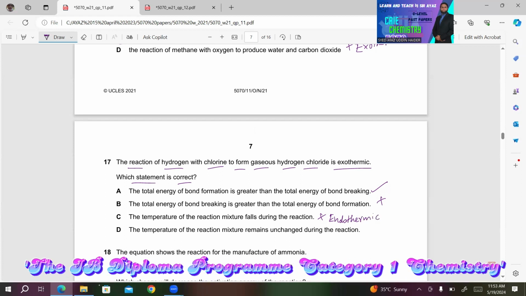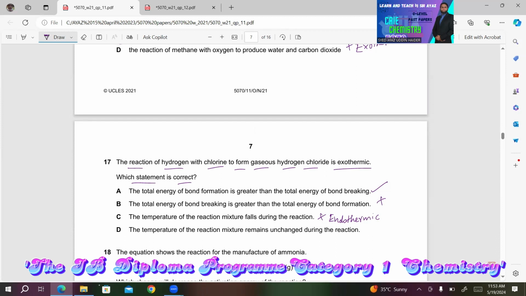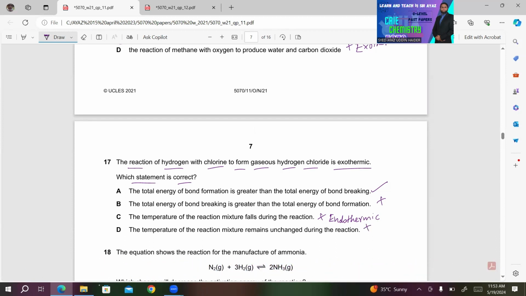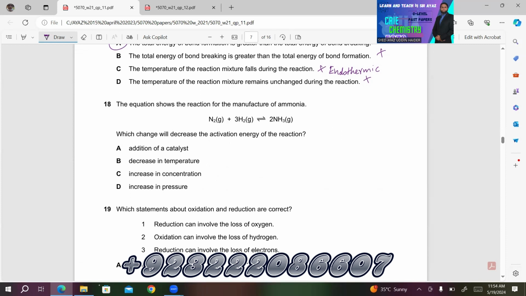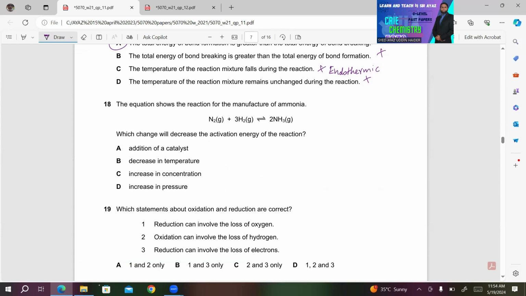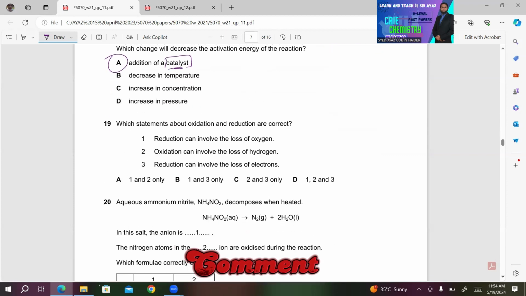D, the temperature of the reaction mixture remains unchanged during the reaction. It is also incorrect. So A must be the right answer in this case. Number 18, the equation shows the reaction for the manufacture of ammonia: N2(g) + 3H2(g) gives 2NH3(g). Which change will decrease the activation energy of the reaction? It's the function of catalyst. So A must be the right answer for number 18. No need to see the other choices. They all are incorrect.